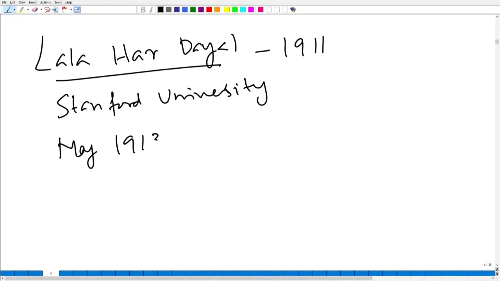In May 1913, Hindi Association was formed. With the support of Lala Hardayal, the Punjabi emigrants started Hindi Association in May 1913 in United States of America.